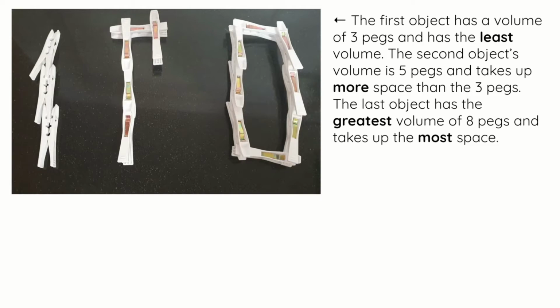Now, if you don't have cubes, you might have pegs at home. I've created 3 objects using my pegs. You can see the first object on the left has a volume of 3 pegs, and it has the least volume. And the second object's volume is 5 pegs and takes up more space than the 3 pegs. And the last object on the right has the greatest volume of 8 pegs and takes up the most space.